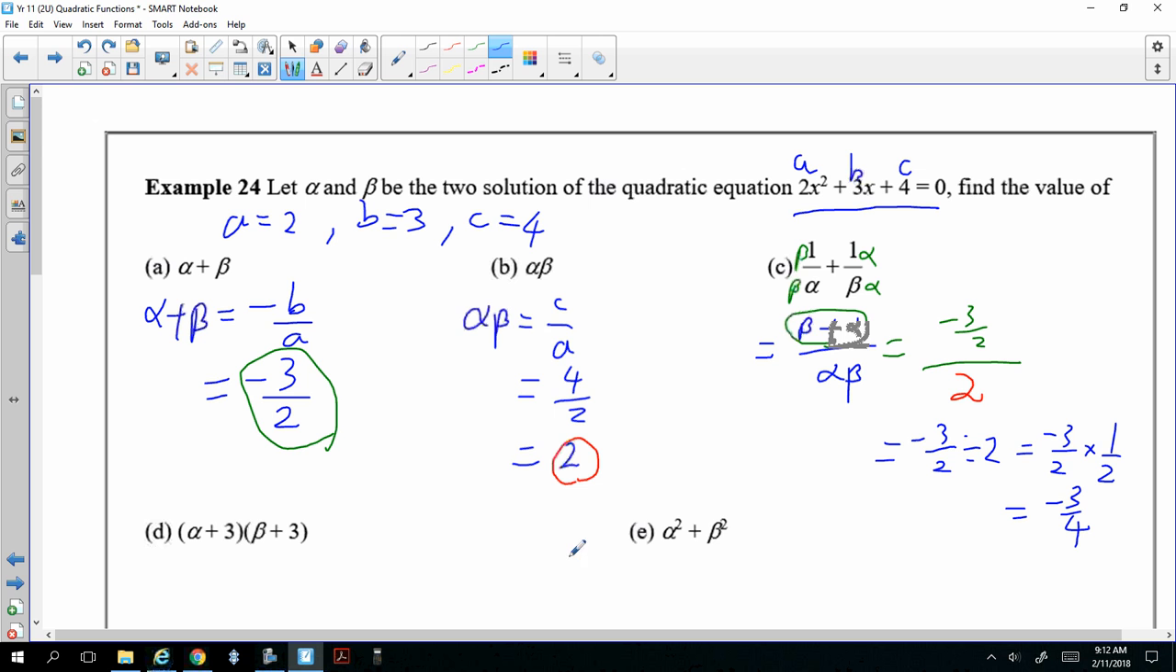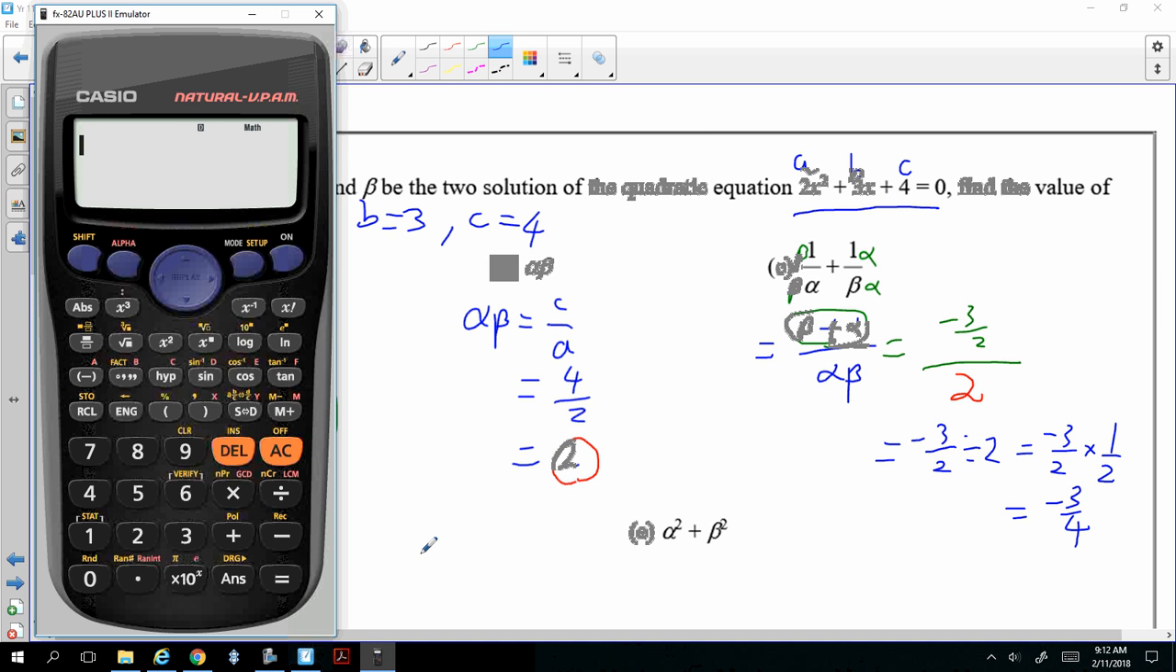Okay, anyway, sit down. So you can just go like this, fraction, and then you have to go like this, put fraction on the top, negative 3 over 2. And then over 2, it could give you negative 3 over 4. Okay? All right, let's continue.